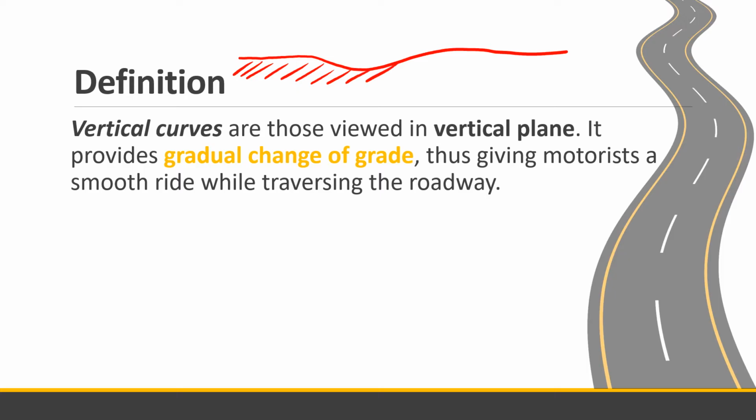So the difference with the horizontal curve is that you are viewing from the top. Those are the curves of the road on the plane of the surface of the Earth. But this time, vertical curves are curves viewed in a vertical plane. So that is a gradual change of grade, or the slope of the road.